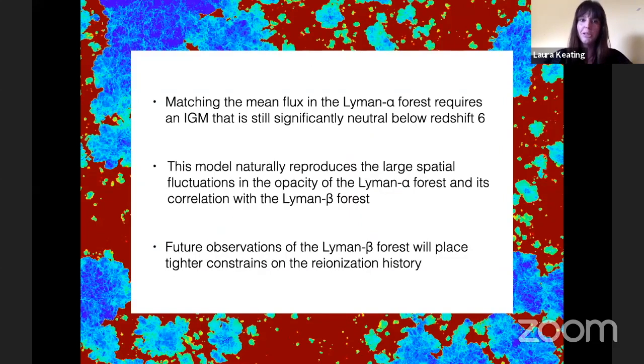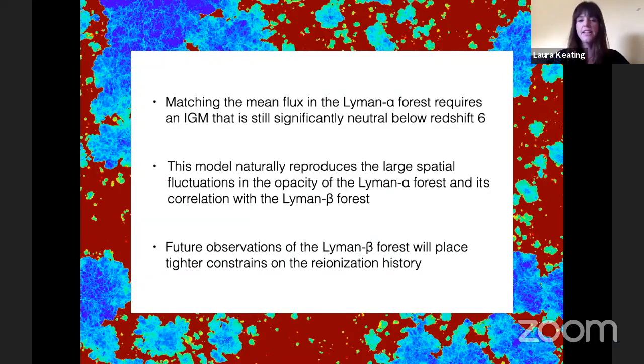So that's a whirlwind tour through trying to understand the intergalactic medium in the context of this late reionization model. The first point, which I think is probably the most important, is if you want to match the mean flux in the Lyman-alpha forest, you need an IGM that's still neutral below redshift 6, all the way down to about redshift 5.3 or so.